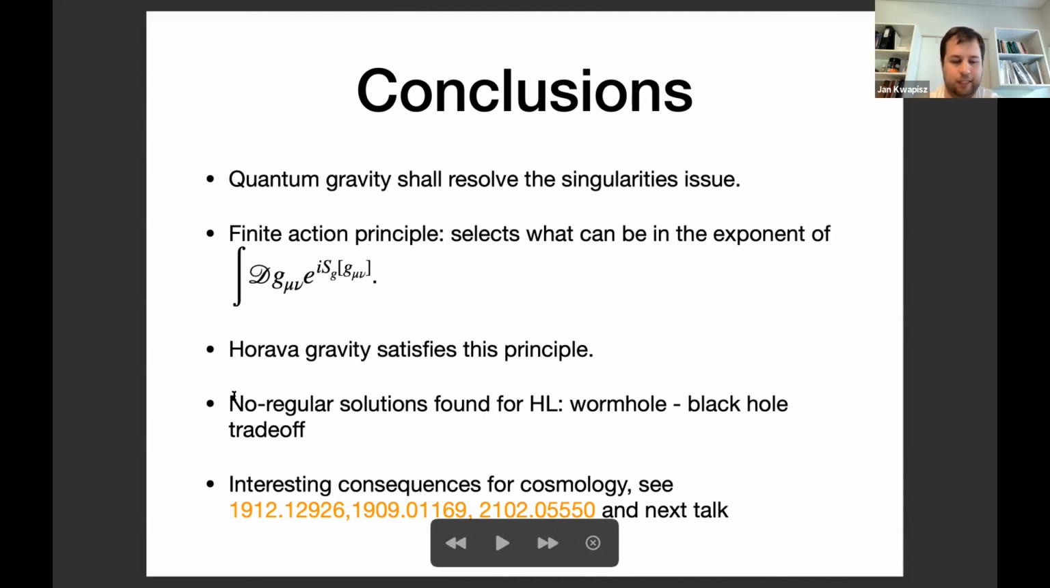And as I have mentioned a couple of times, in a sense, this is the Horava-Lifshitz session, so maybe somebody would be interested in finding this regular black hole. This is, in a sense, some kind of a challenge to give to the community: there are no regular solutions, and hence there's this black hole wormhole trade-off.